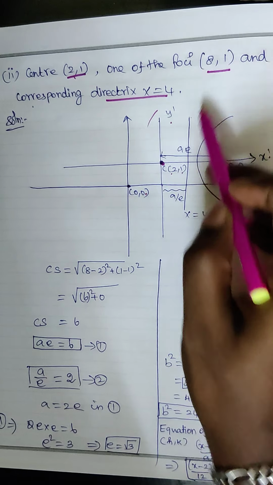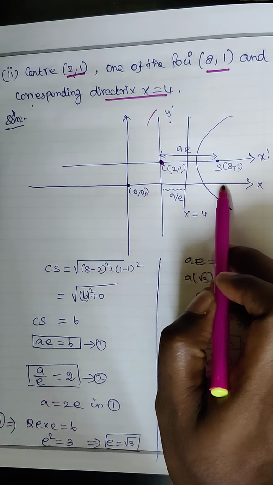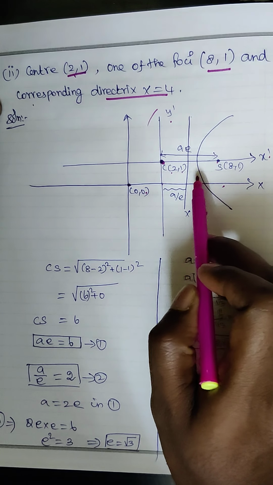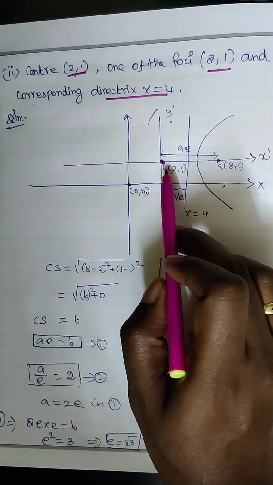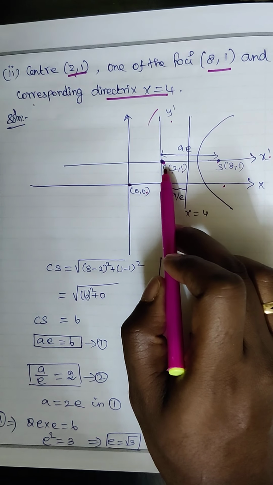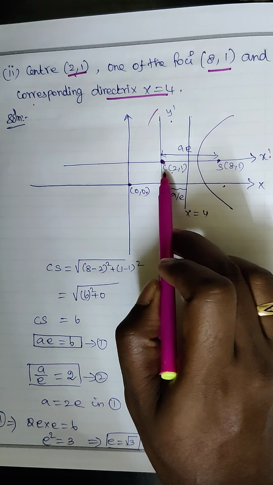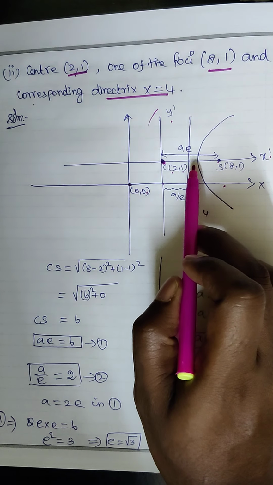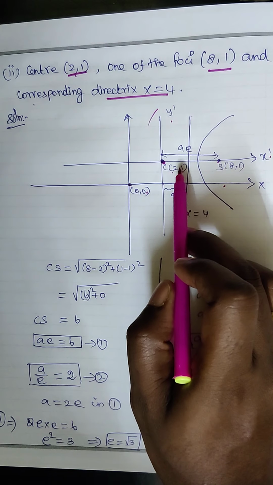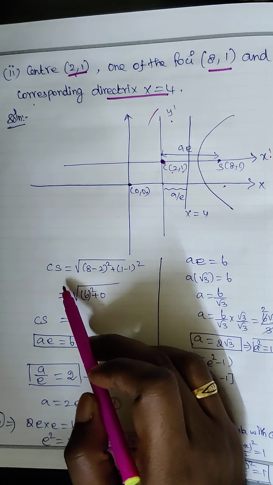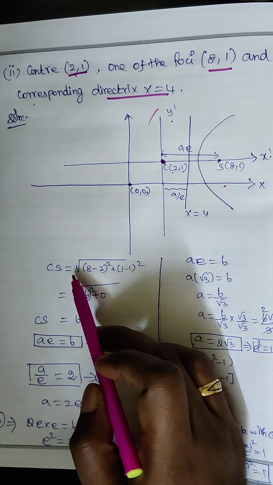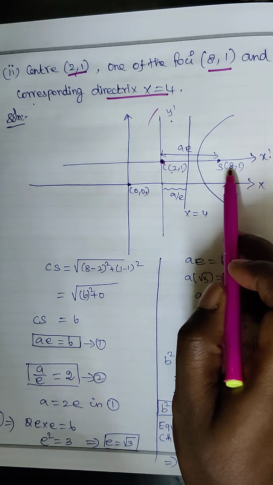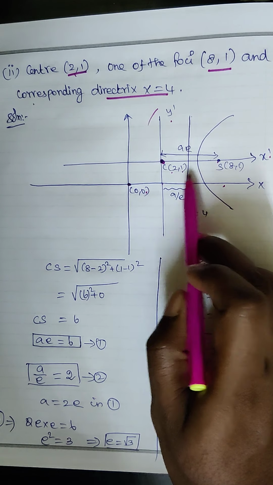The next one, one of the foci is given as 8, 1. So x is 8 here and y is 1 here. That is why S is equal to 8, 1. We already know the distance CS, where C means the center and S is the focus. The distance between the center and the focus is equal to AE. So we have to use the distance formula: AE is equal to CS, the distance between the center and the focus. The distance between 2 points is the square root of (x2 minus x1) the whole square plus (y2 minus y1) the whole square.